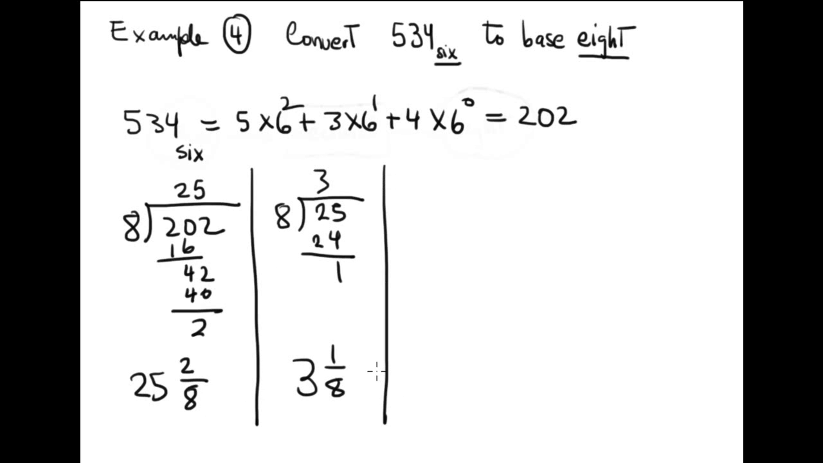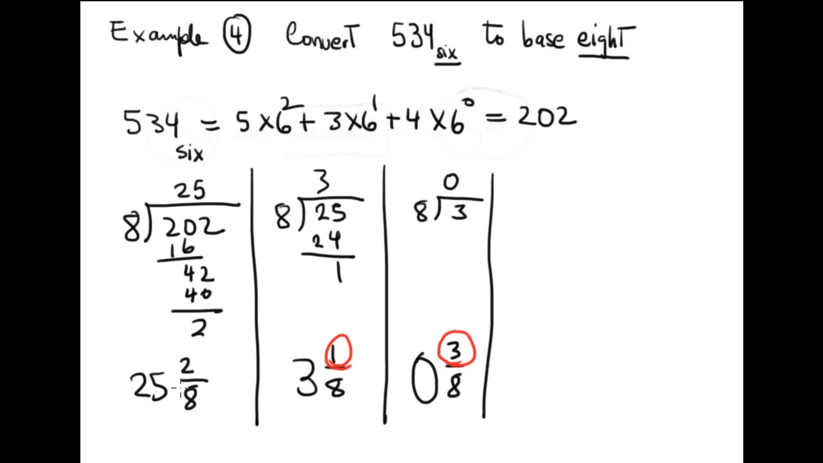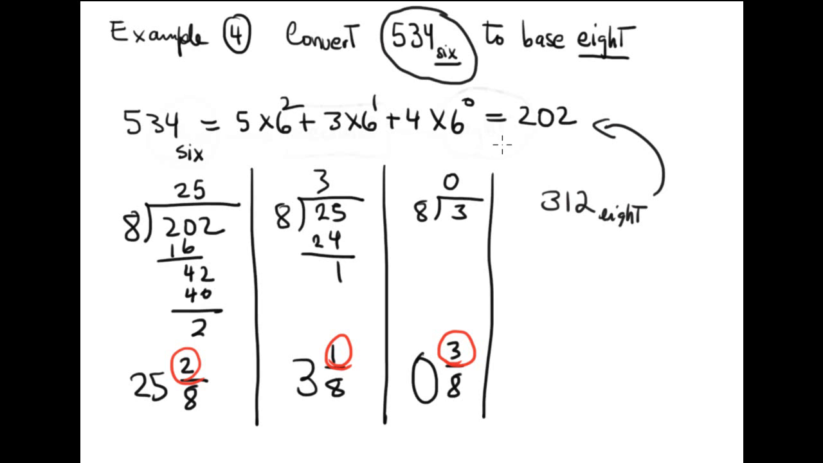Okay, now you divide 3 divided by 8, of course is 0. It's 0, 3 over 8. So you take the top part, remainder 3, 1, and 2. And you put in completely opposite order, 3, 1, 2. And base 8 is equivalent to 202, also is equivalent to the original problem, 534 in base 6.